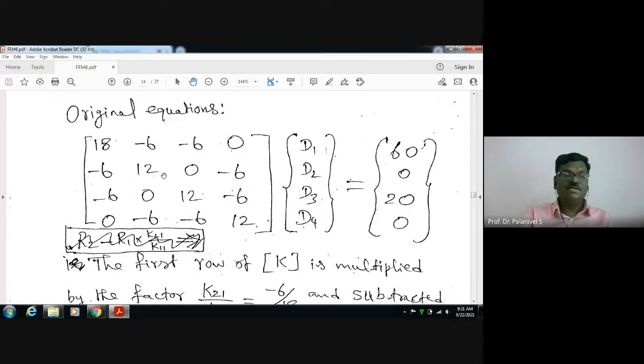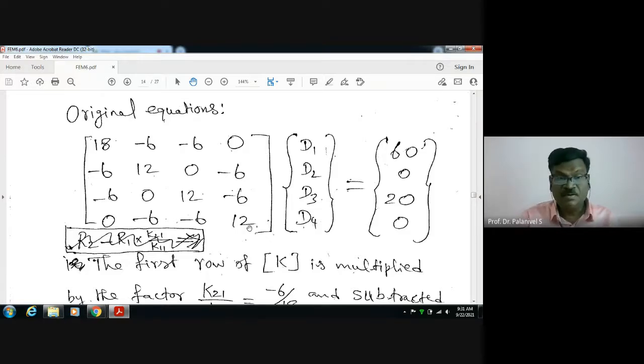How do I eliminate? See, this is K11, K12, K13, K14 in the first row. The second row is K21, K22, K23, K24. The third row, K31, K32, K33, K34. The fourth row, K41, K42, K43, K44. These K11, K22, K33, K44 are the diagonal terms, you know.